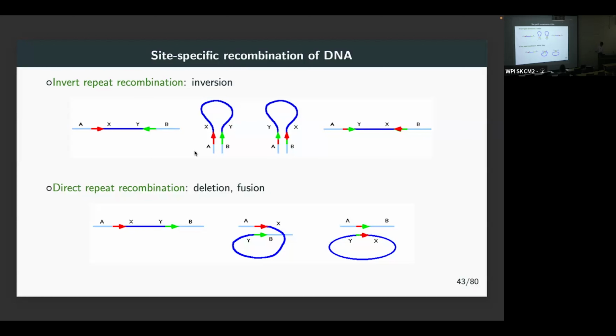And if you see this picture, the site has an orientation, and orientation is very important. In this case, after this recombination, the number of DNA components doesn't change. But if the sites are placed in this way, this is called a direct repeat, then as a result, the number of components of the DNA will change. So in this case, this part is cut, and you have two components of DNA.